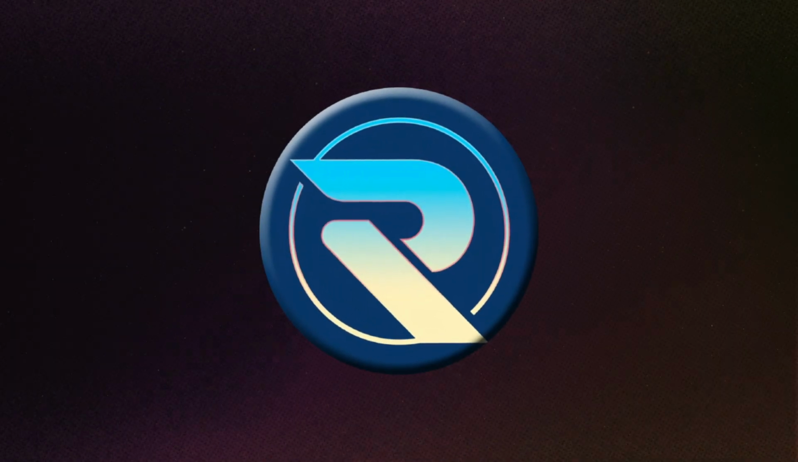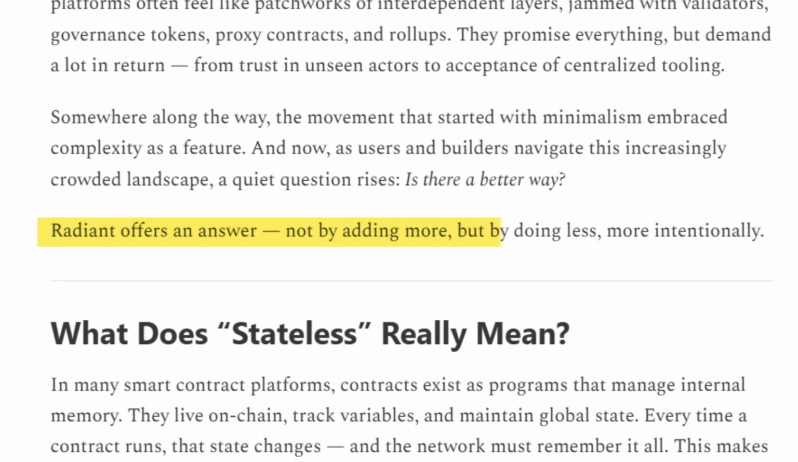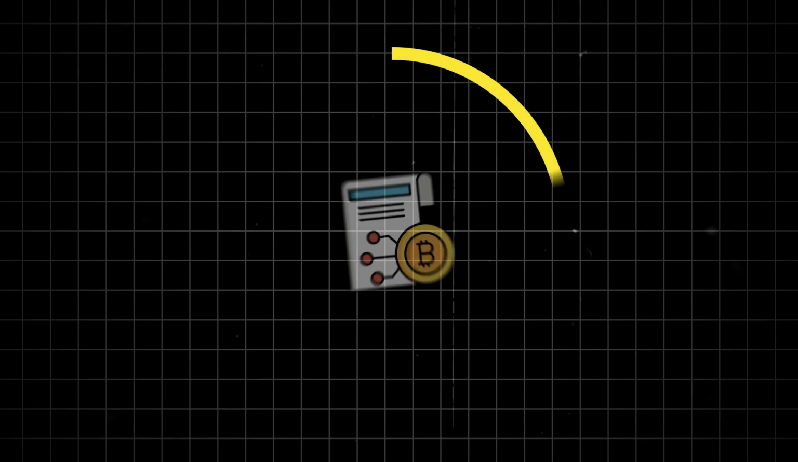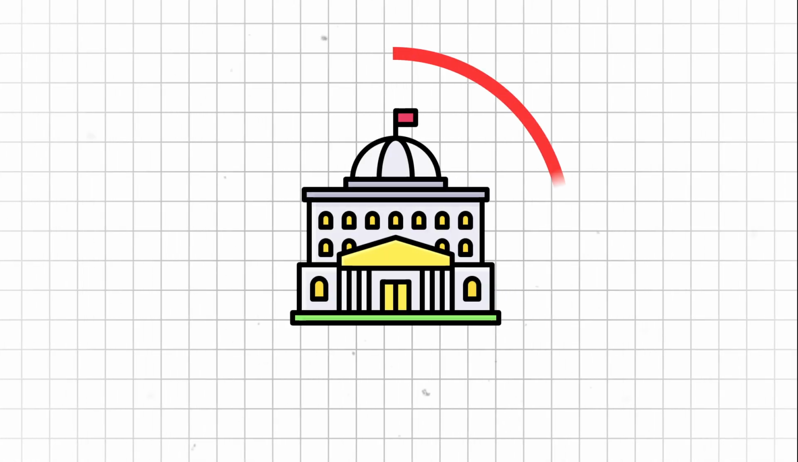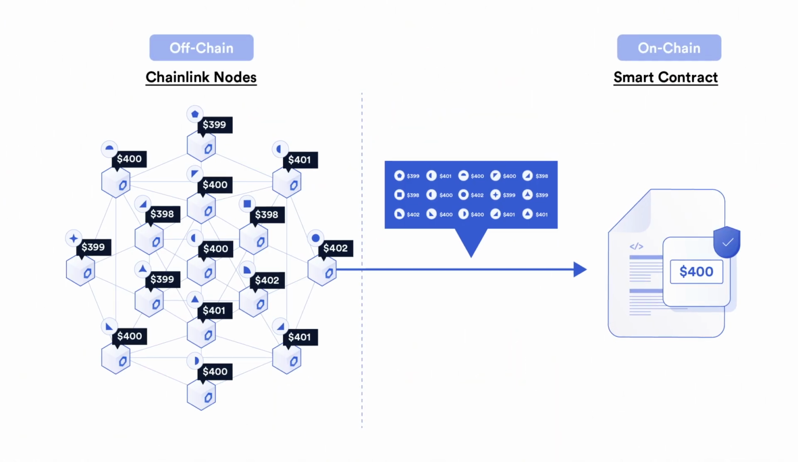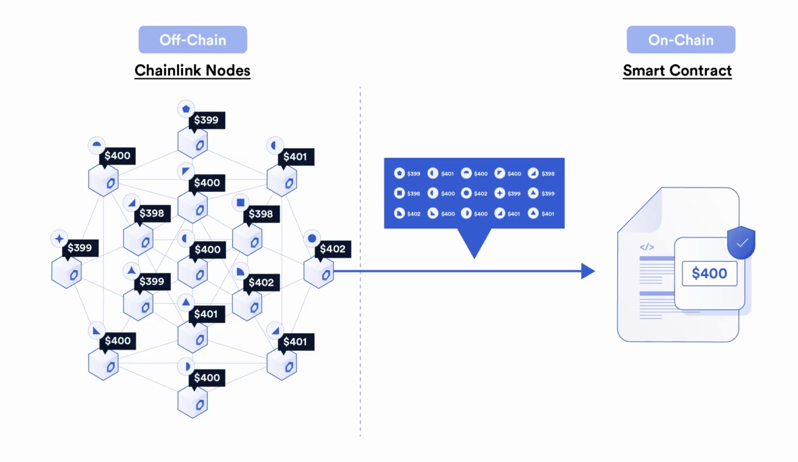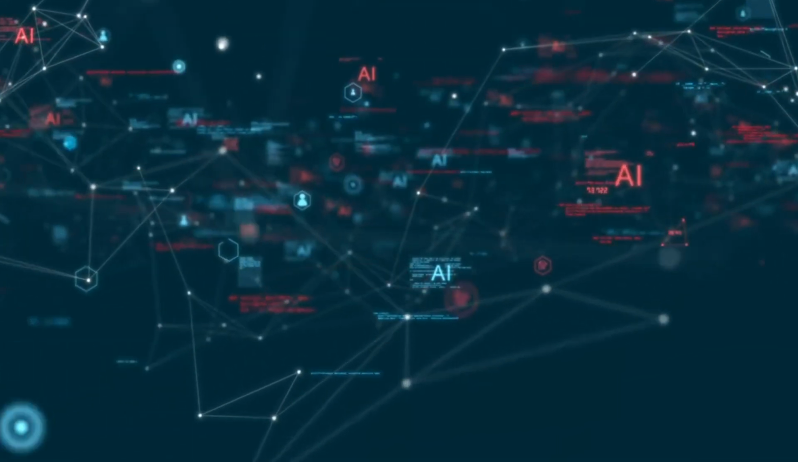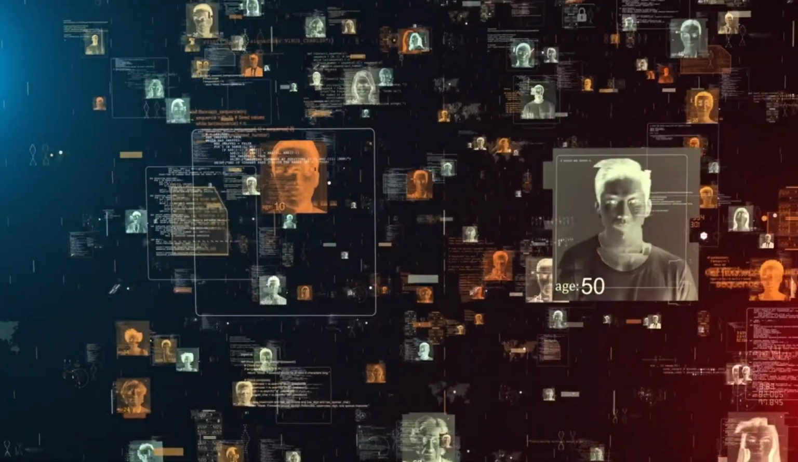Radiant answers that question, not by adding more complexity, but by removing it. Let's talk about what makes Radiant different. On most smart contract platforms, contracts are stateful. They live on-chain as programs that store memory, track variables, and modify global state. Every time a contract runs, that global state changes, and the network has to remember all of it forever.